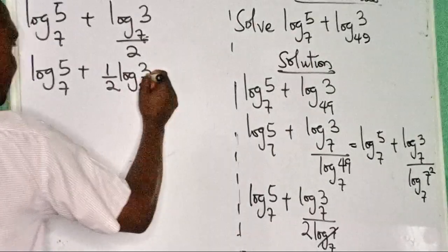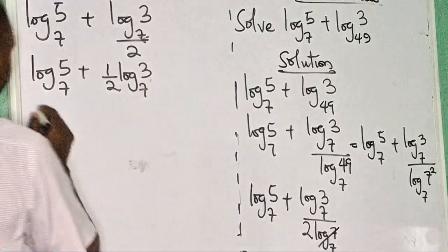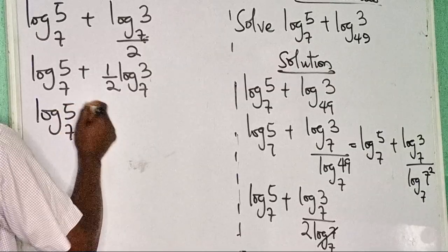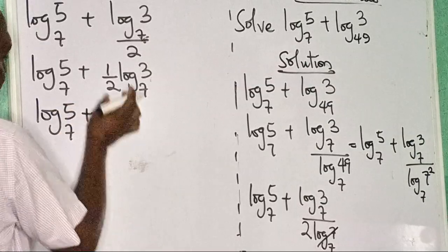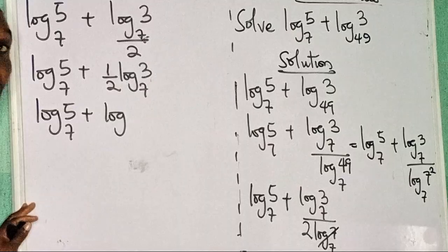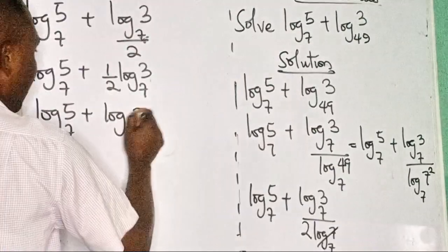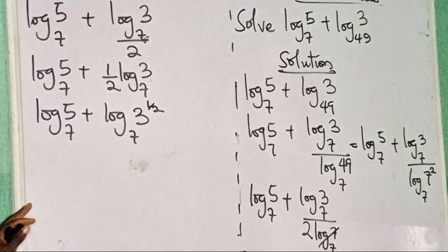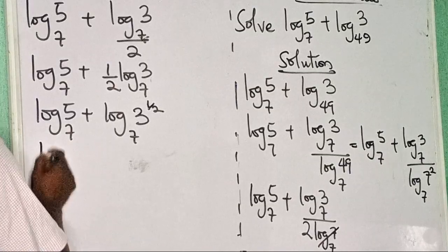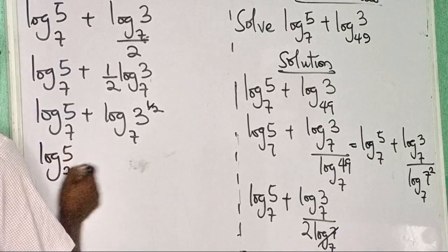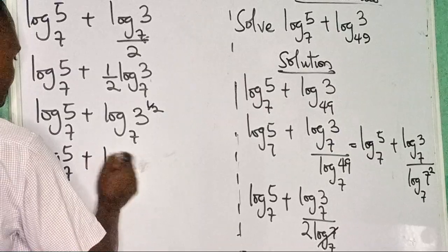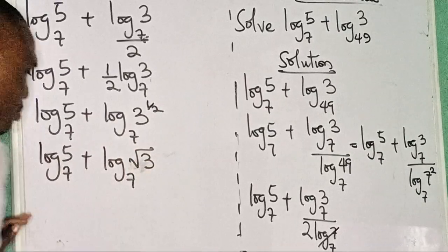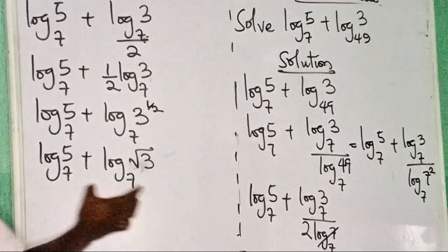All right. Now, this is equal to log 5 base 7, okay, plus log, now this 1 over 2 can become the power of 3. So I'm having 3 raised to the power of 1 over 2 base 7. Is that clear? All right. So this is log 5 base 7 plus log, now this can be written as root 3 base 7. Now if you look at this, they are not having the same base.